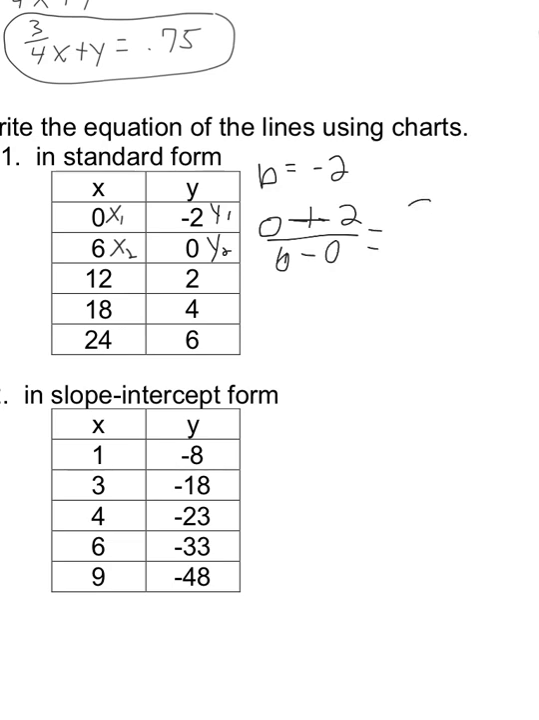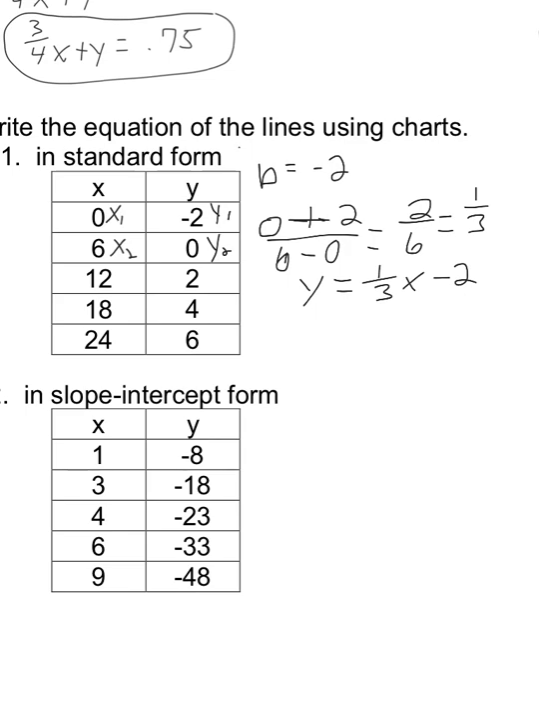So that gives me 2 over 6, which reduces. What goes into 2 and 6? 2 does. 2 goes into 2 one time, and goes into 6 3 times. So that is my slope. I have a slope and a y-intercept. So in slope-intercept form, that would be y equals 1/3 x minus 2.